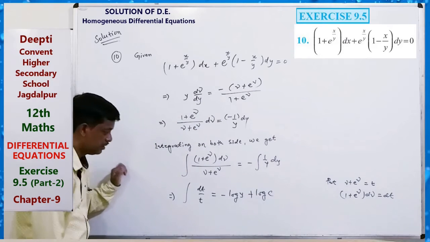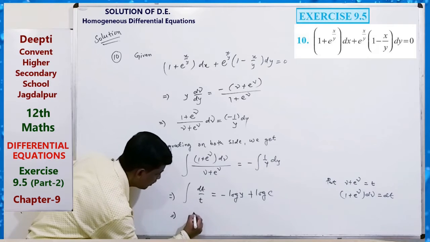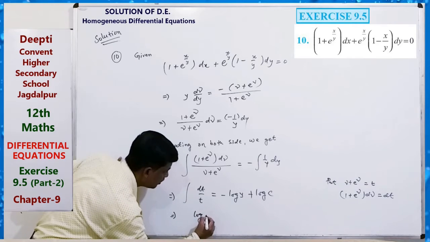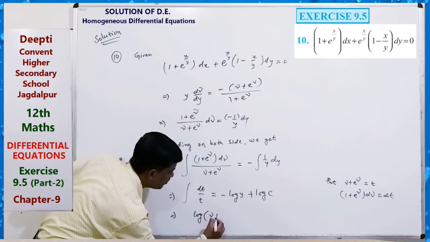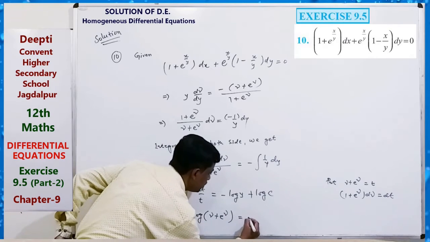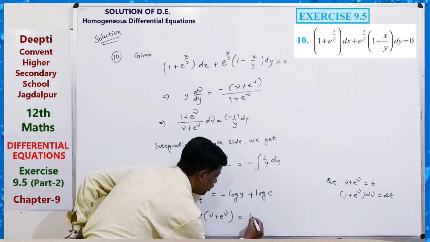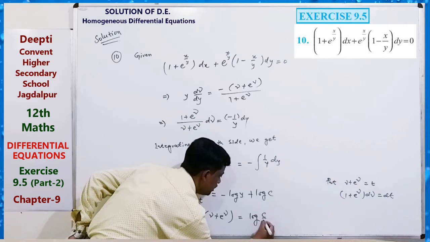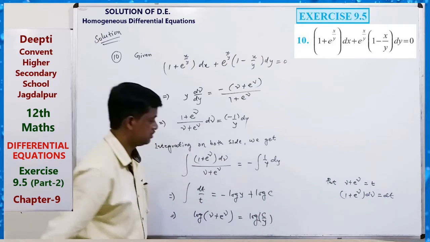Okay, so here we see that log t, where t means v + e^v, is equal to log of c/y. We can write it like this: log of c/y.